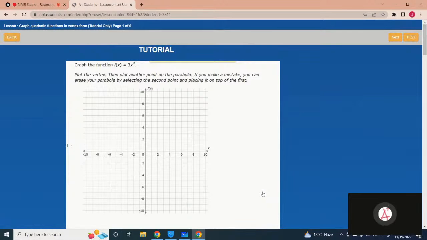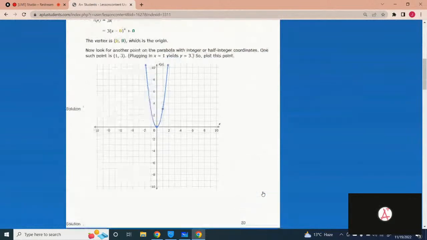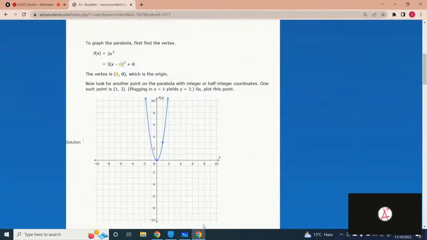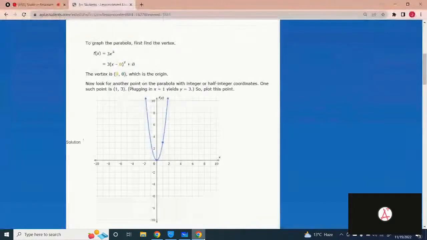Okay, graph the function f of x equals 3x square. We have the function given, f of x equals 3x square. You have to plot the graph for the function. Got it? First of all, just look at the equation 3x square. Whenever we have to graph the parabola, first of all, we have to find the vertex. So that means the vertex in this case is 0, 0. Got it?